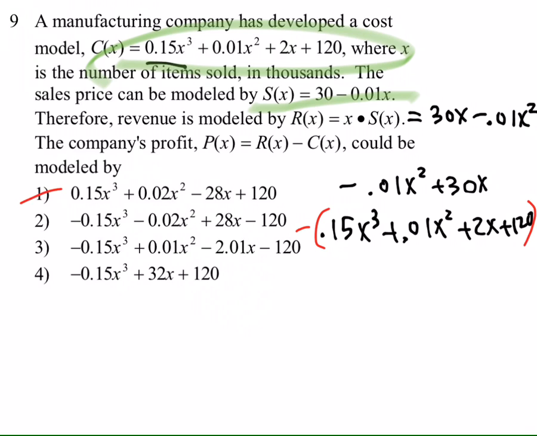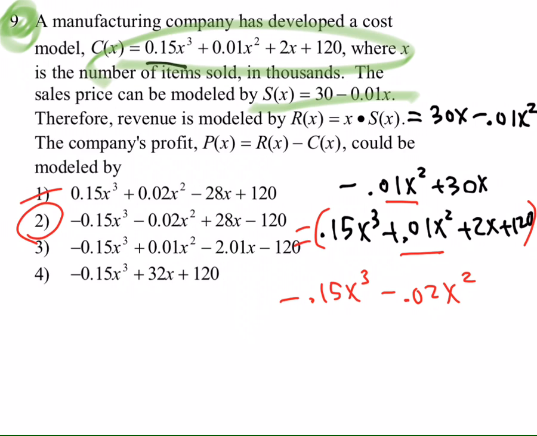Now, when you subtract, our leading term must be negative 0.15. So we are looking at choice 2, 3, or 4. But when you look at the x squared term, we have negative 0.1x squared plus 0.1x squared. So then what we end up getting, this is the first term, we get negative 0.02x squared. So choice 2 becomes the answer.